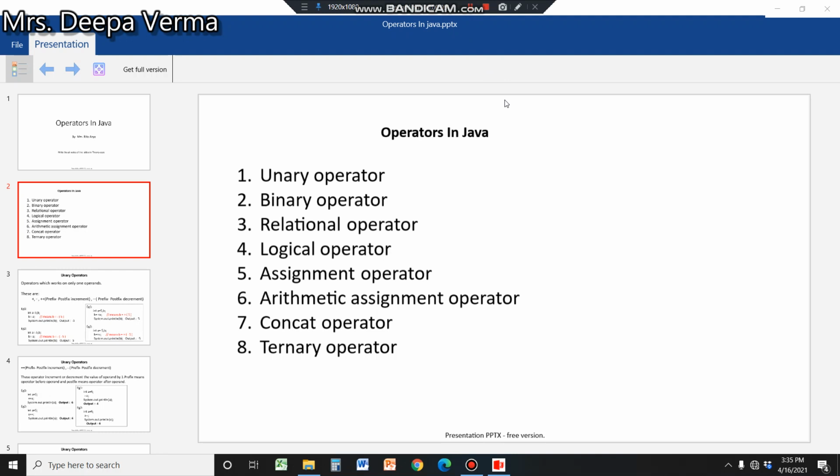Today's topic is operators in Java. Today we will discuss unary operator, binary operator and relational operator.